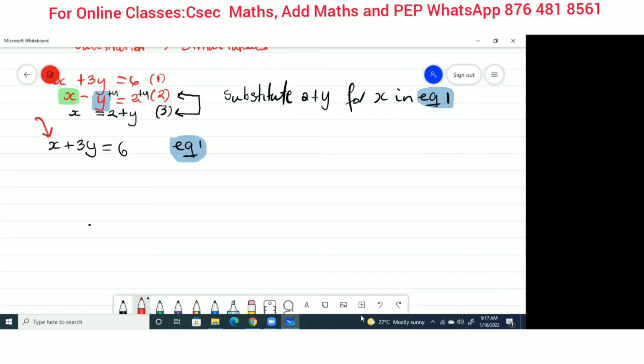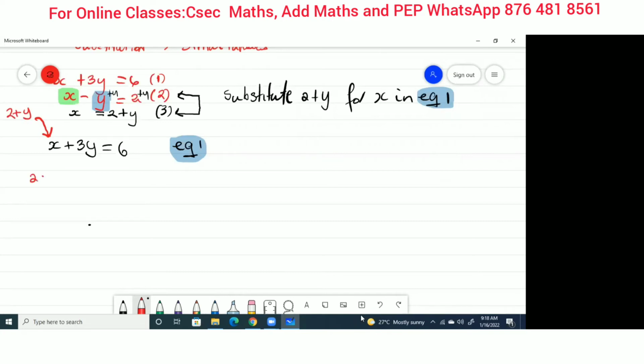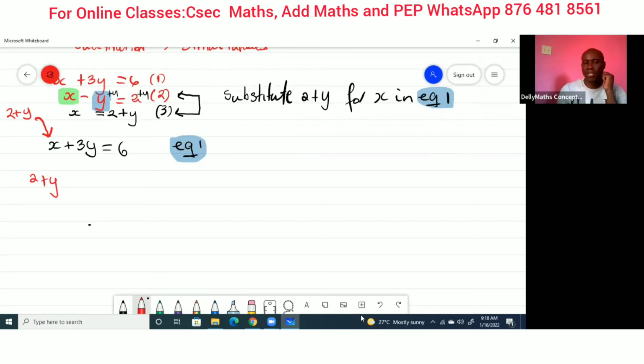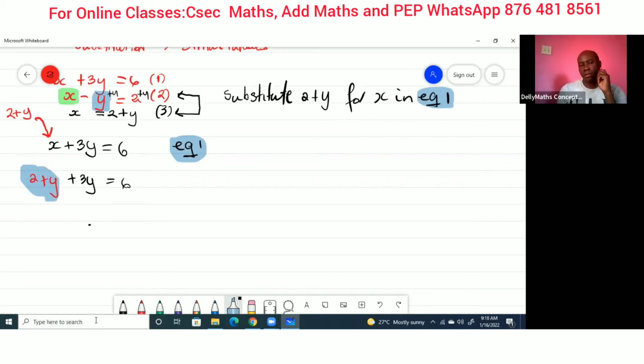Because we're going to put 2 plus y wherever x is. So we're going to put 2 plus y there. Can you see? This is 2 plus y. I'm substituting it right there. And I'm going to write back with my black marker plus 3y equals 6. So I want you to see that we have just substituted that there for the x.